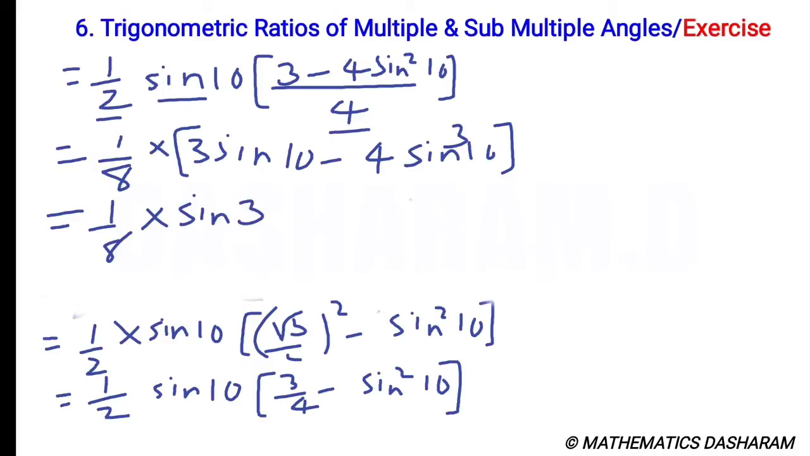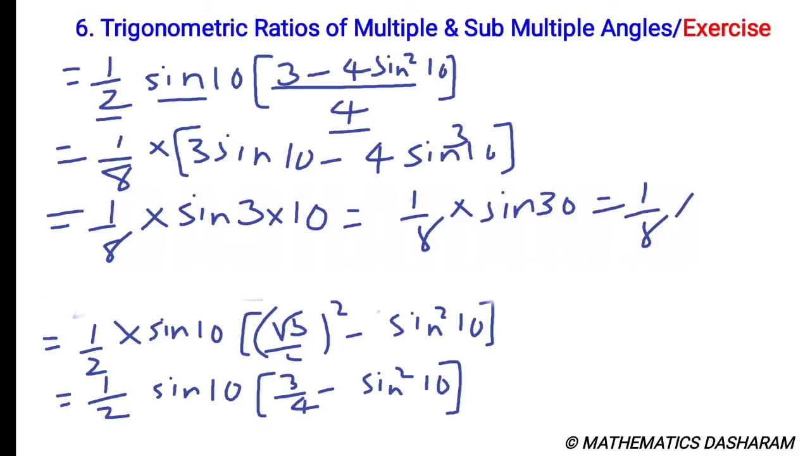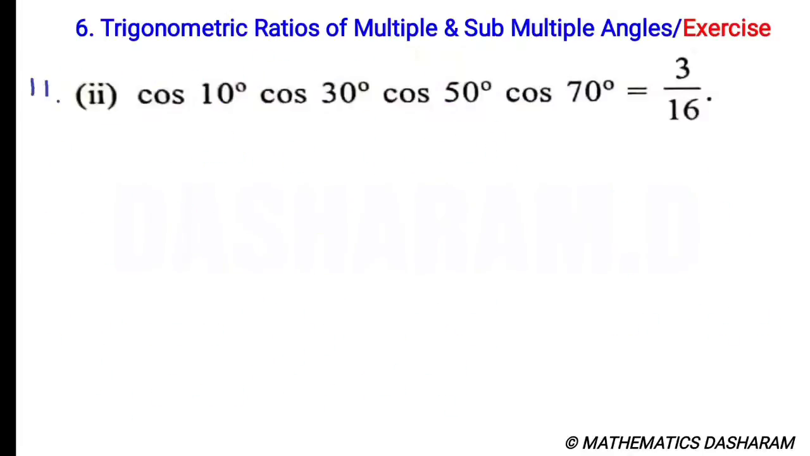So sine 3 into a value 10. So 1 by 8 into sine 3 into 10 is 30. So then 1 by 8 into sine 30, which is 1 by 2. So then it is equal to 1 by 16. So RHS. So hence proved.